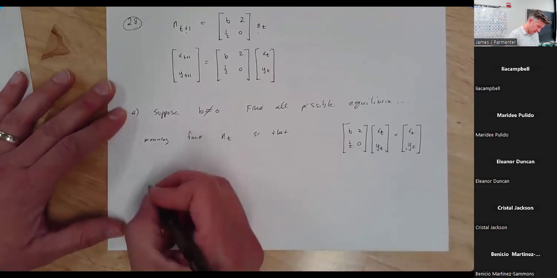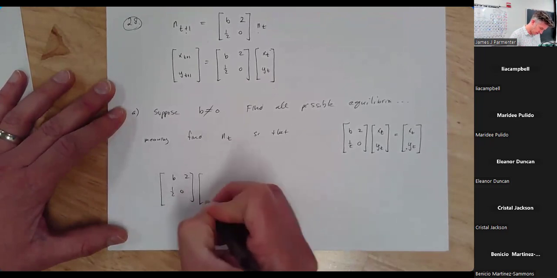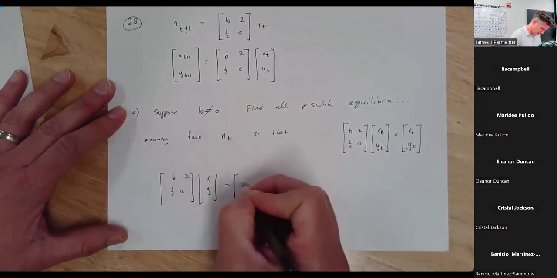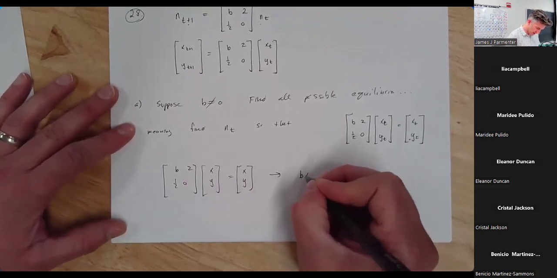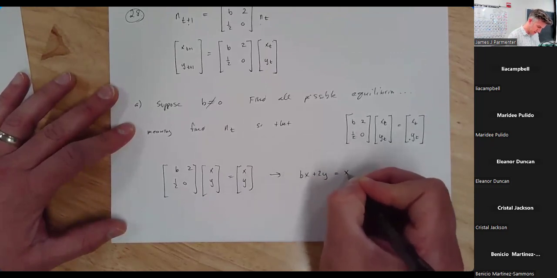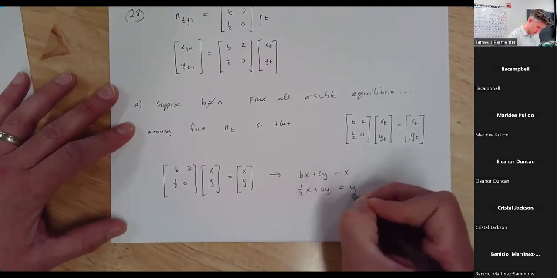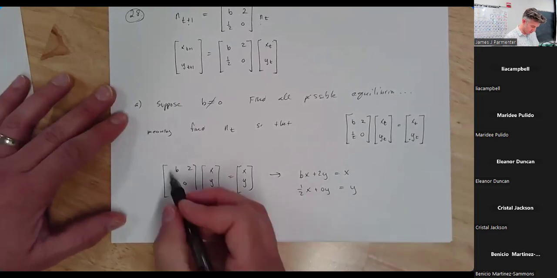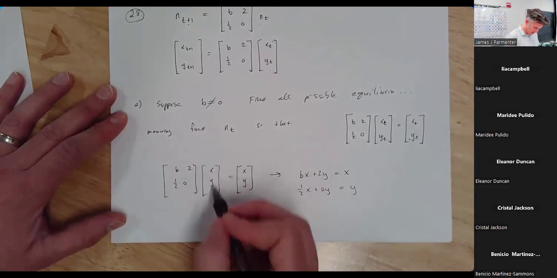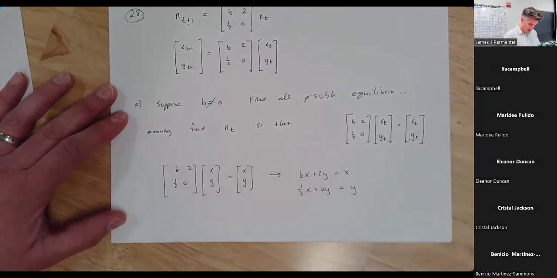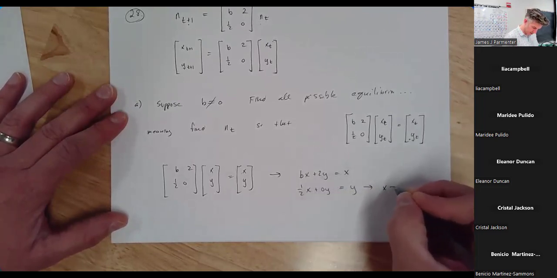Okay, so we're trying to solve, let's just make it easier to write, b, 2, 1/2, 0 times x, y equal to x, y. And so then my equations are b times x plus 2 times y equals x, and 1/2 times x plus 0 times y equals y. Those are my equations, just doing the matrix multiplication. This row with this column equals x. This row with this column equals y. Looking at the second equation, I see that y equals 1/2 x, or x equals 2y.